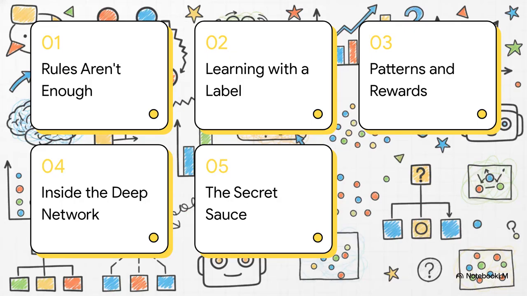All right, so here's our game plan. First, we'll see what happens when simple rules just don't cut it. Then we'll get into learning with labels, and also how to find patterns without labels. After that, we're going to peek inside what's called a deep network. And finally, we'll uncover the secret sauce, how these things are actually trained.